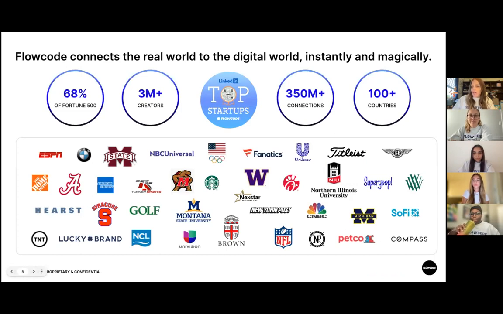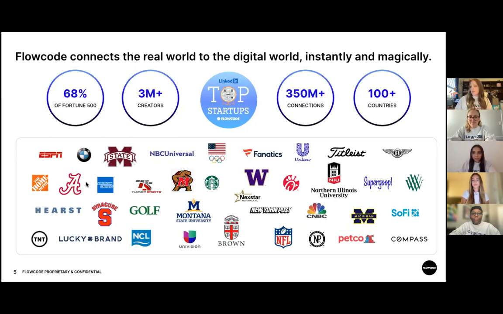So I'll start by just introducing Flowcode as a platform. Flowcode is a next generation QR solution. I like to say that we're really a data and attribution platform kind of hidden behind a QR code, because there are so many benefits to your Flowcode account that go way beyond just connecting people to your digital presence.